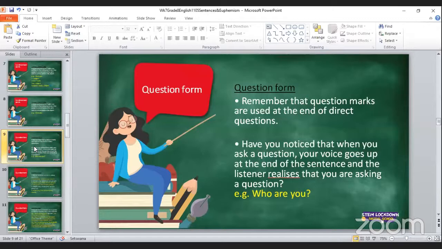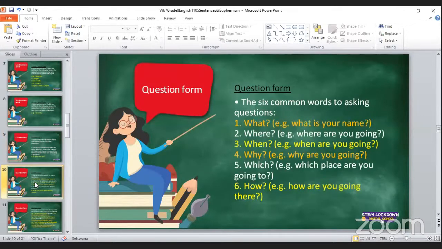Because remember, before every answer is a question. So because of that, you really need to use the question mark. It will really show that what you are saying or what you are writing is indeed a question. Okay, let's continue.